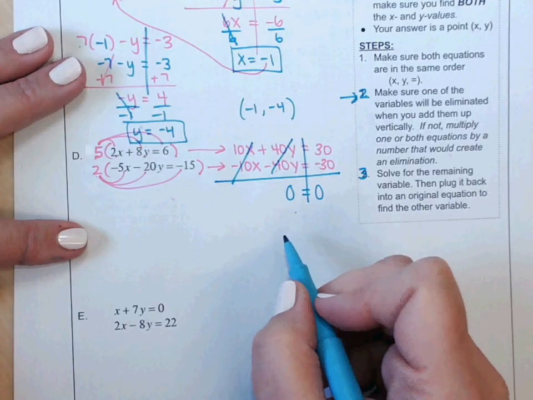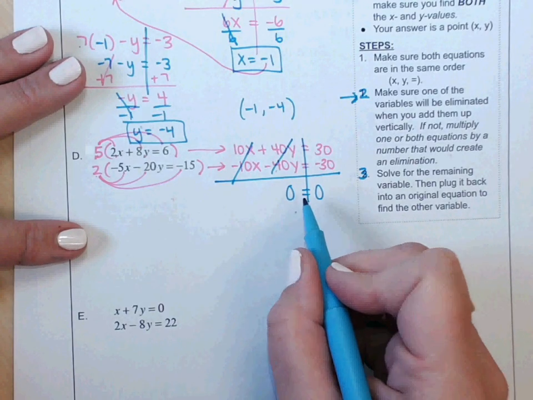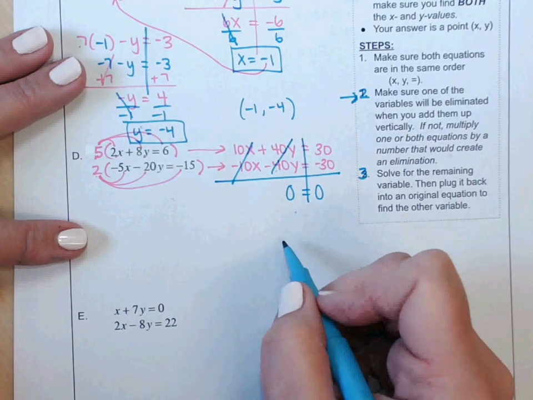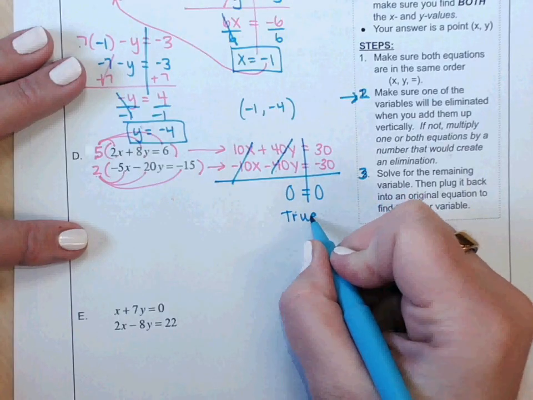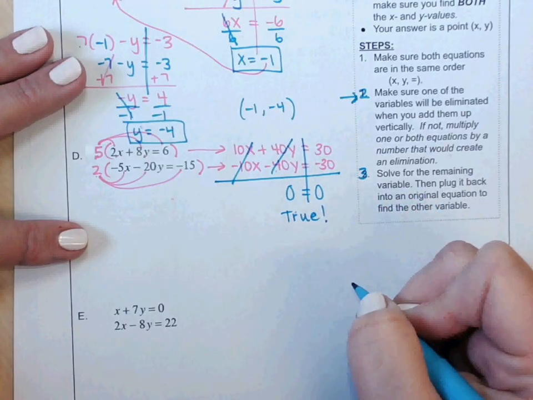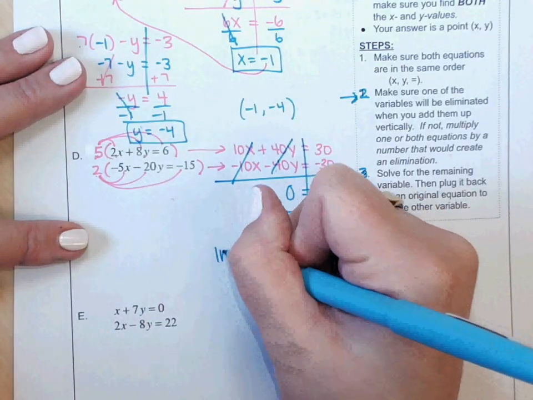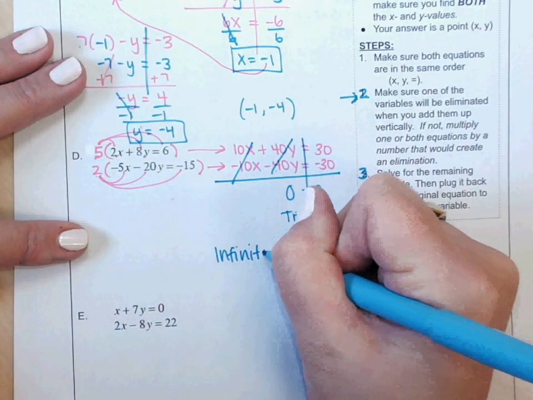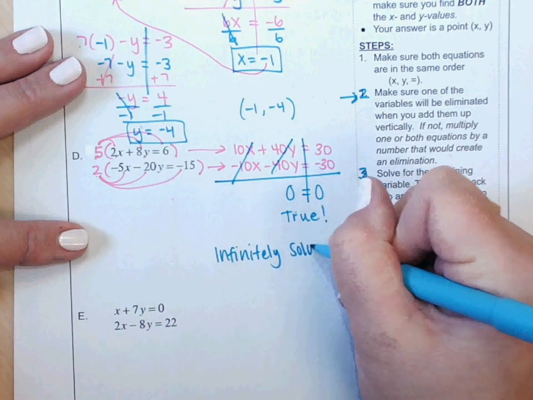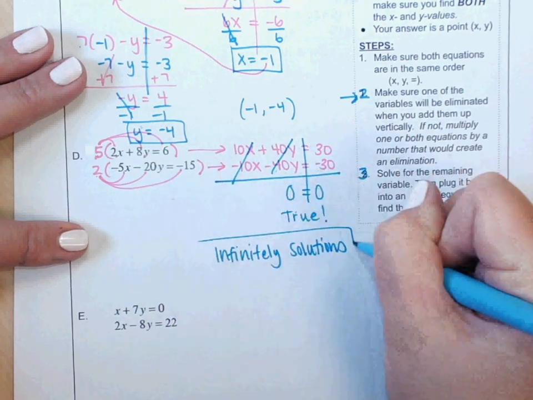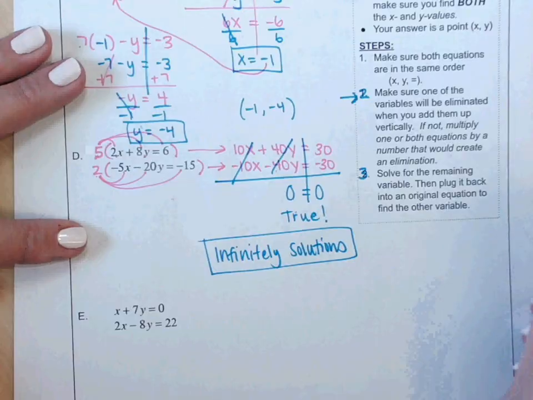What the heck is that? Is 0 equal to 0? Yes, it's true, which means that actually every single number would be a solution, because this is one of those situations where there are infinitely many solutions. That's our final answer.